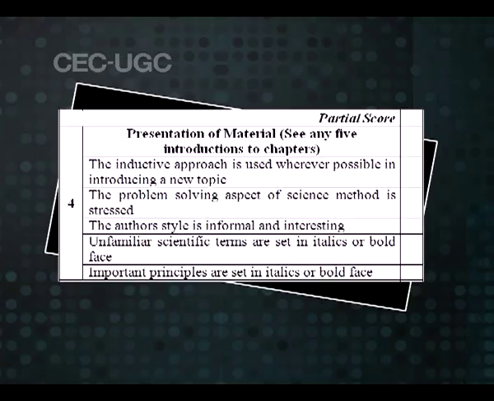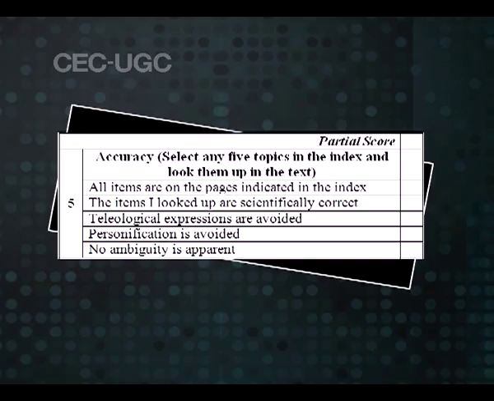Unfamiliar scientific terms are set in italics or boldface. Important principles are set in italics or bold face. Again, the partial score of each and every item is calculated. Next, accuracy. Here we will select any 5 topics in the index and look them up in the text. The points to be noted are: all items are on the pages indicated in the index.